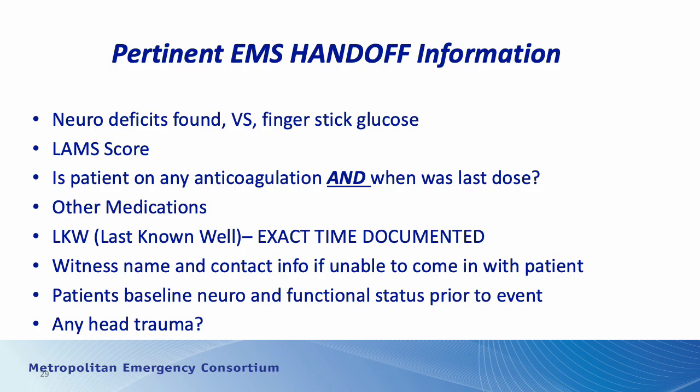What is the patient's baseline neurological and functional status prior to the event? If they've had a previous stroke, what are their symptoms like now compared to after they had their last stroke? And then was there any head trauma? Because if there's head trauma, we go down the trauma pathway. And sometimes it's just not clear. Did the patient have a stroke and fall down and hit their head? Or did they trip and fall and hit their head and had a head bleed? Sometimes we don't really know and we assume the worst, typically start as a trauma patient and move it up from there.